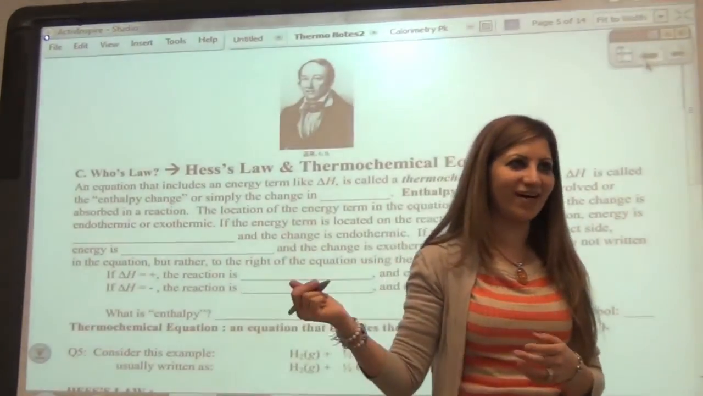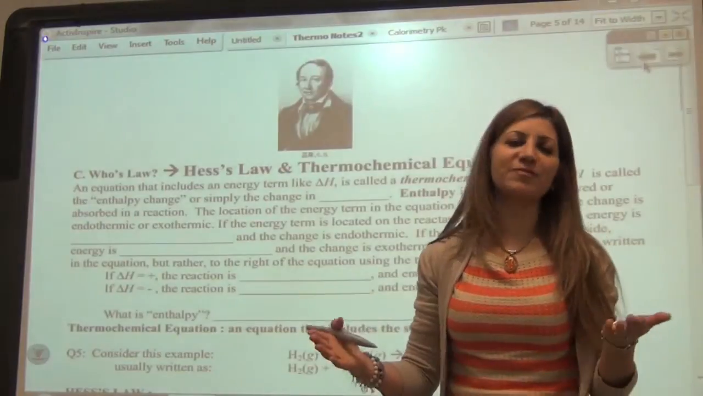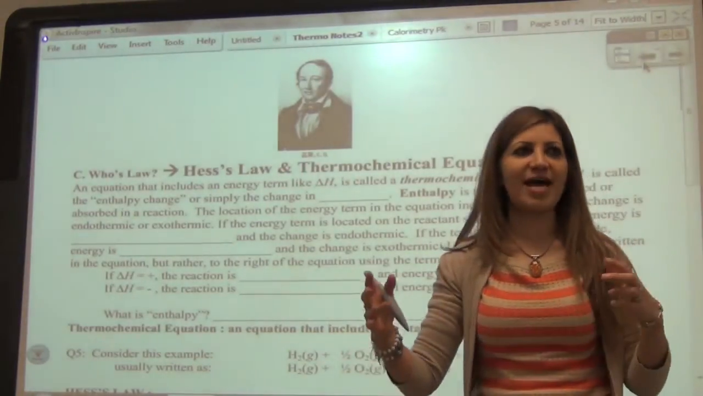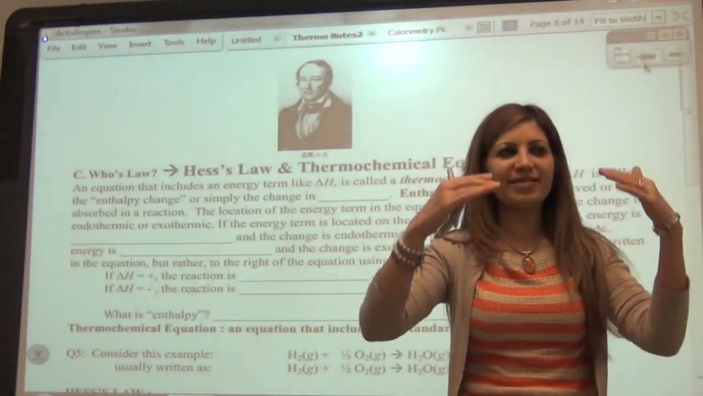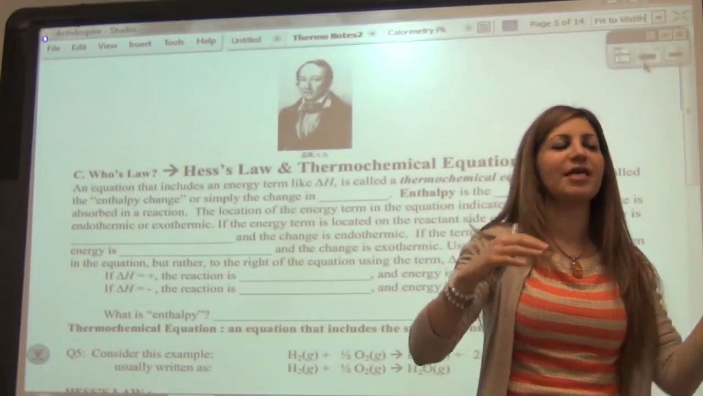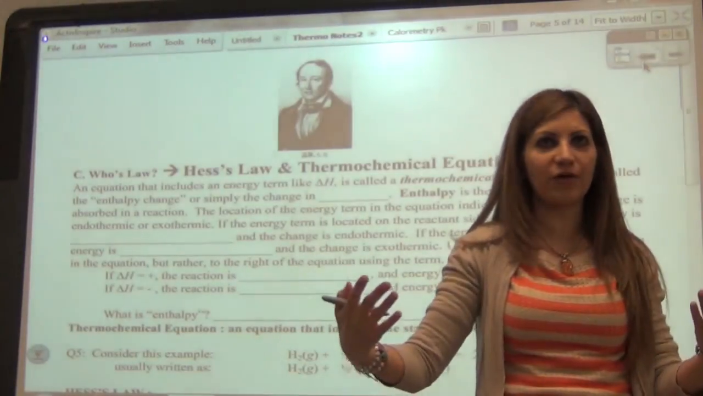We're talking about Hess's law, okay? There are two forms of Hess's law that we'll talk about. His basic idea was that you could have many steps to a reaction and figure out the energy changes for those steps, and you could add them up to equal the total, okay?